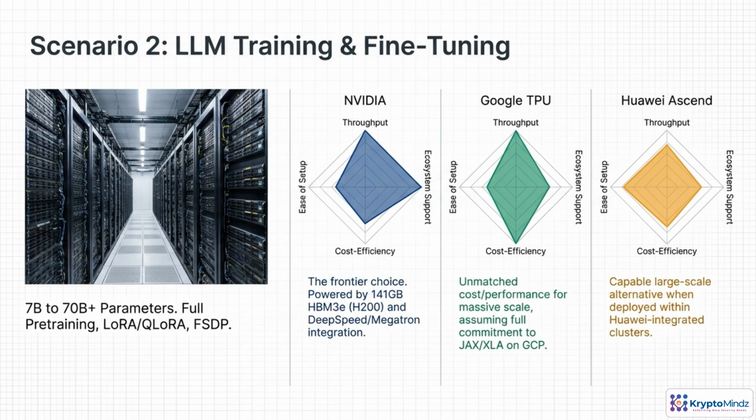For large language models in the 7 to 70 billion parameter range, you're really choosing between three philosophies. NVIDIA is the frontier default. Huge HBM capacity on H200, excellent throughput, and a mature stack around DeepSpeed, Megatron, and FSDP. If you need maximum flexibility and ecosystem depth, this is usually the first pick. Google TPUs shine when you fully buy into JAX or TensorFlow with XLA on Google Cloud. At massive scale, their cost per token trained can be extremely compelling, but they're less forgiving outside that workflow. Huawei Ascend can deliver strong performance in tightly integrated Huawei clusters, though ecosystem breadth and portability still lag behind the other two.